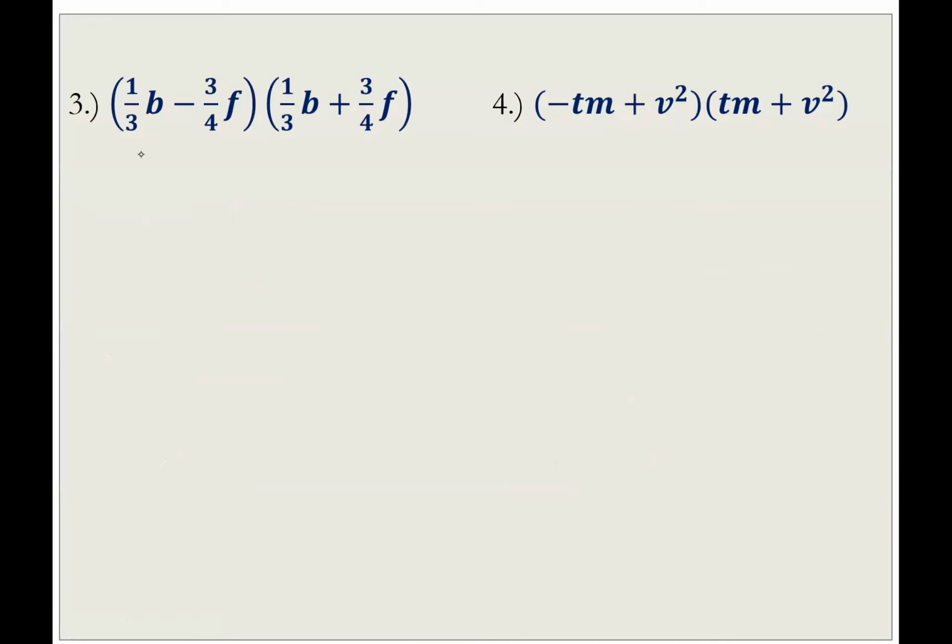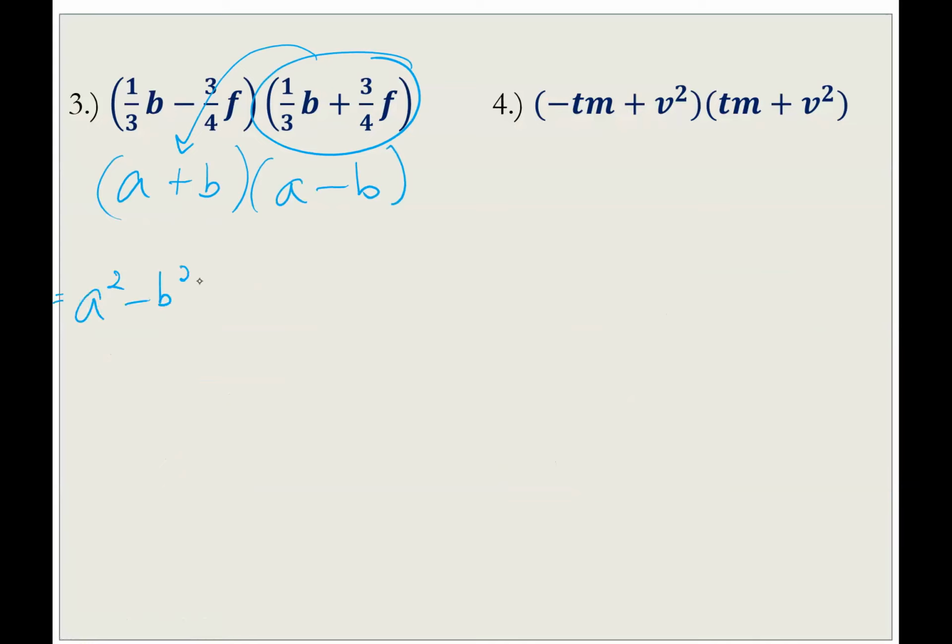Here's another special product. So a plus b, oh, it's out of order. A minus b, that's okay. A plus b is over here. A minus b is over here, no problem. Okay, the first terms are still the same and the last terms are still the same and the signs are opposite. So it still works out. Okay, so a squared minus b squared. That's going to be 1/3 b squared minus 3/4 f squared. That's my a and b terms plugged into the formula.